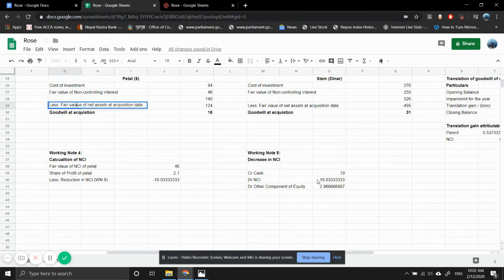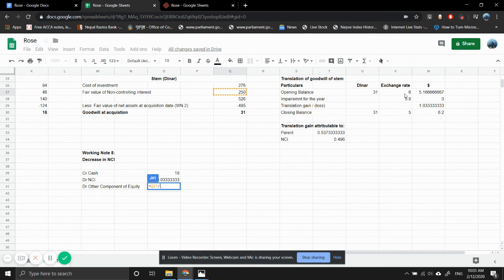Please forgive me about my mistakes with letters. Okay, once that's done, let's calculate the fair value of NCI of stem. So stem's NCI is this figure divided by the opening rate. Opening rate was 6.